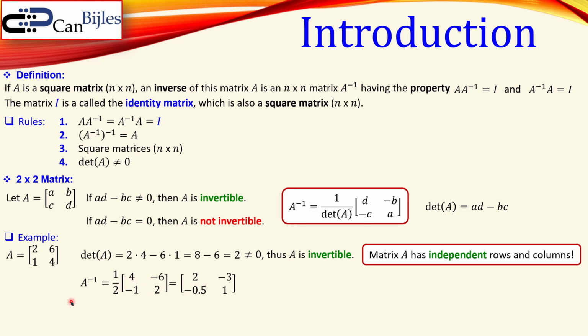Now let's see that also for another example. Now we have this matrix B, which is now given by 2, 6, 1, 3. So we only change this 4 into 3. What happens now? Let's see if we can also find the inverse of this matrix.